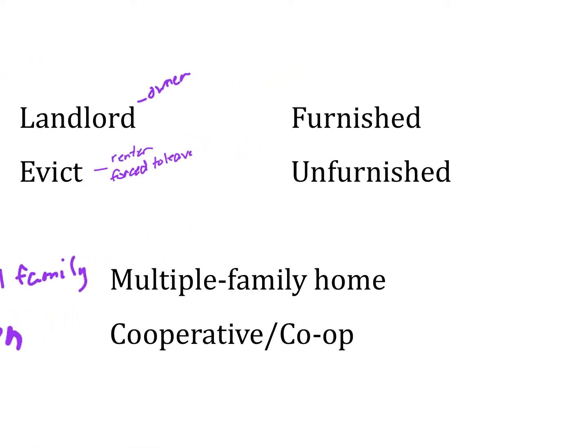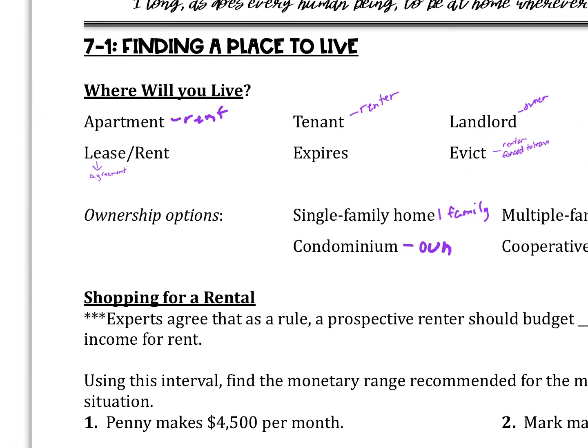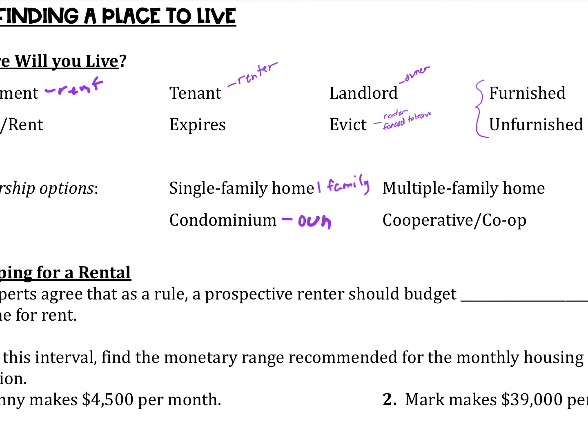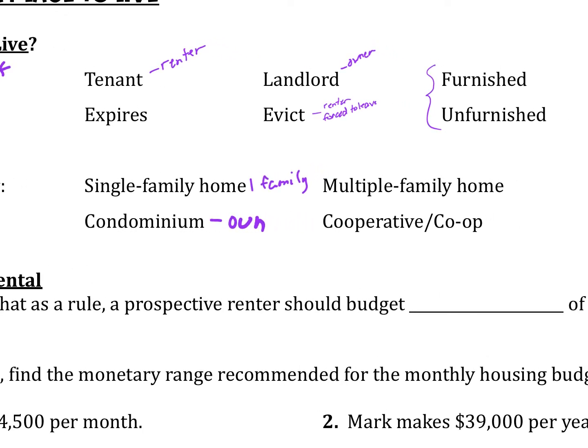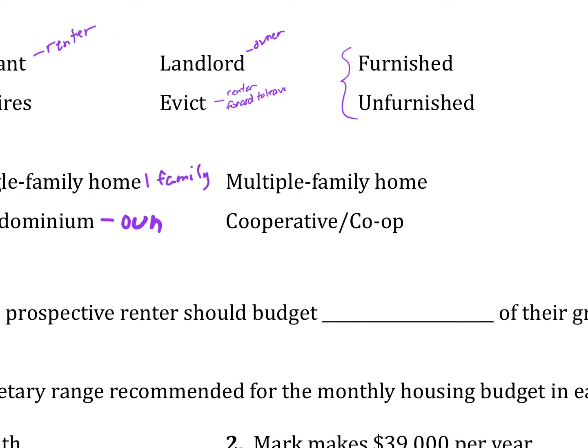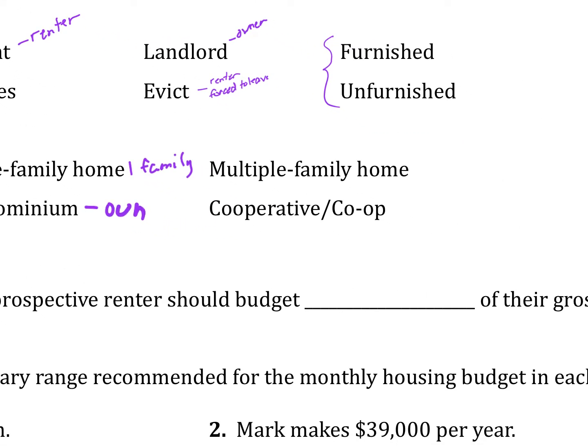And then this could be the case if we're talking about furnished or unfurnished. Some homes you buy furnished or unfurnished, but typically when we're talking furnished and unfurnished, we're talking about apartments. Then we talked about some of the ownership options here: a single family home, the condominium that we own. Co-ops are not really common here. It's common in other countries, I would say.